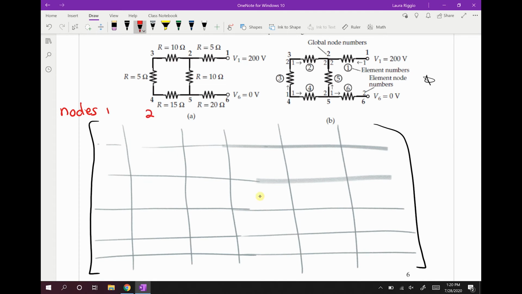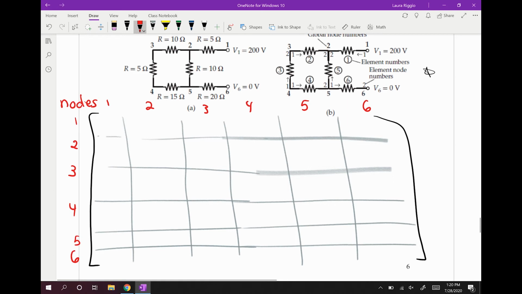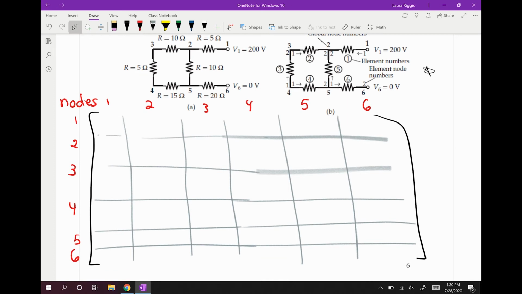So every column represents a global node, and every row also represents a global node. So for the diagonal, it's what is at that node. For example, we're going to start with node 1, and at node 1 we have resistor 1, so element 1, and we have end 1.